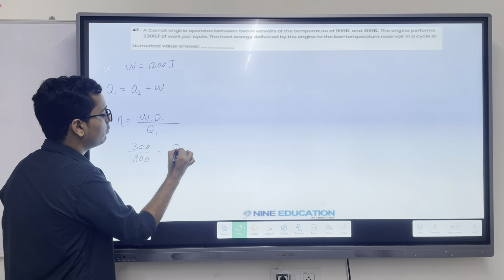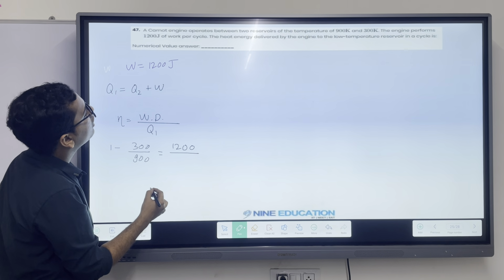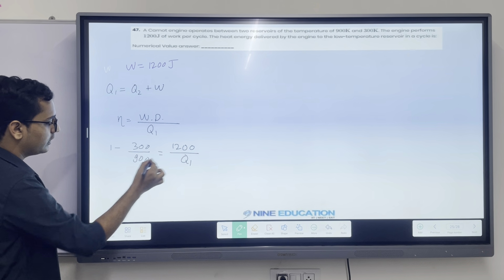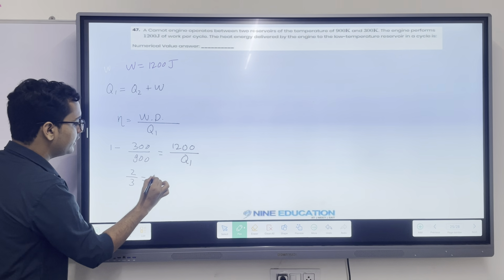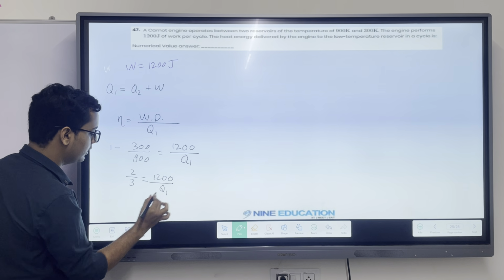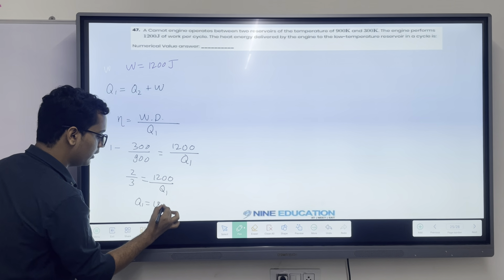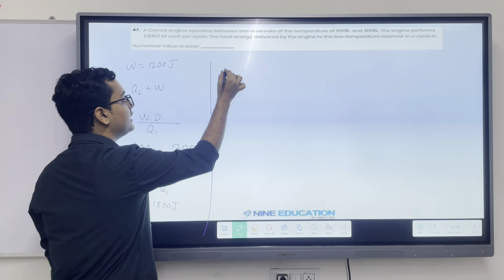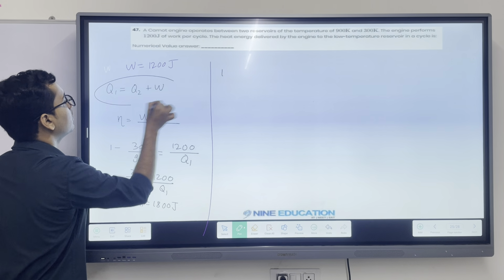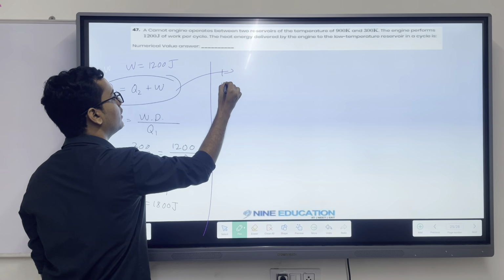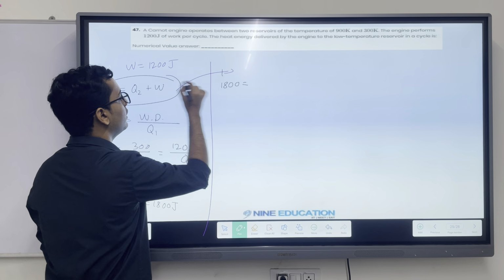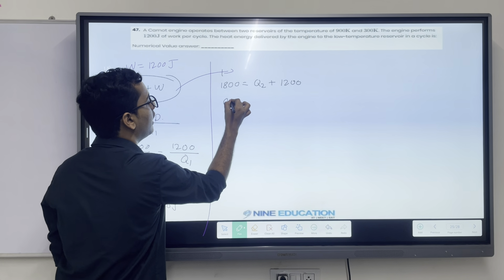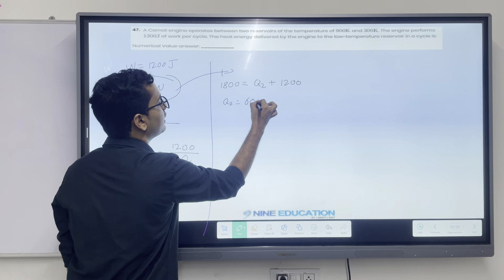That should be equal to work done over Q1, work done is 1200. What is the value of Q1? That's what is not there. So write down this: 2 by 3 is equal to 1200 by Q1. I got Q1 equal to 1800 joule. Okay. So if I get Q1 as 1800 joule, I can use this equation over here. Write out Q1 as 1800. Q1 is Q2 plus work done, which is 1200. I get Q2 as 600 joules.